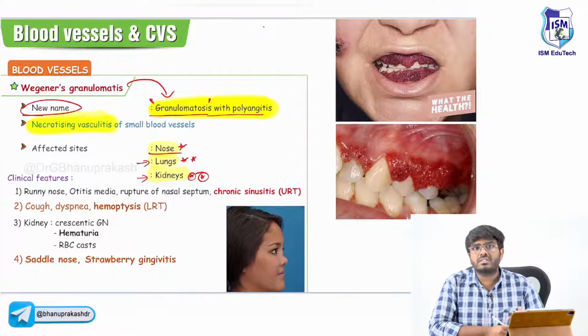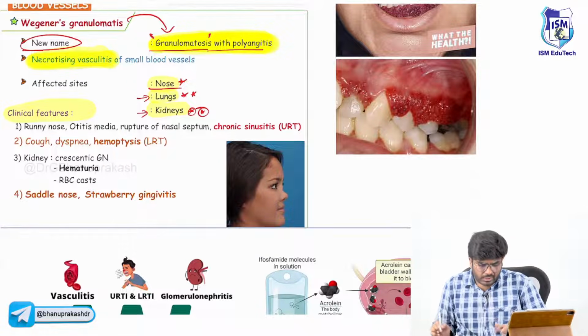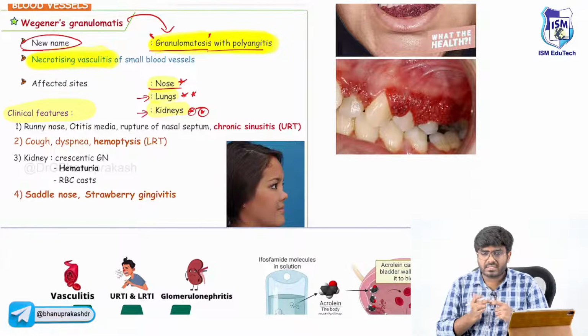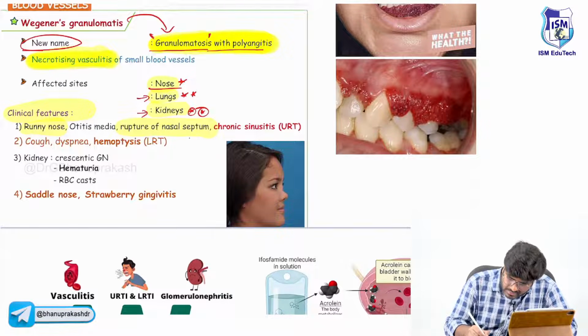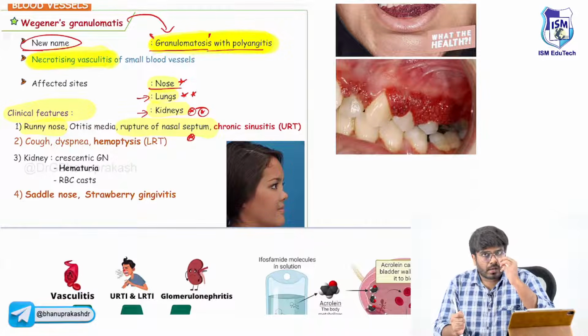So what are the clinical features? We'll discuss one by one. Look at these clinical features. The nose and the paranasal sinus are involved. So these patients generally have a runny nose. There is a rupture of the nasal septum because of the vasculitis. The nasal septum, not the bridge, the nasal septum is going to have necrosis, going to form a perforation.